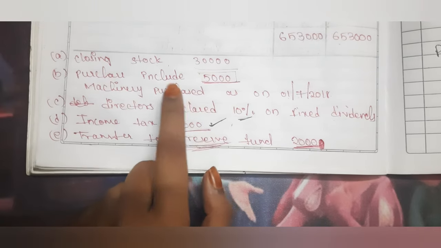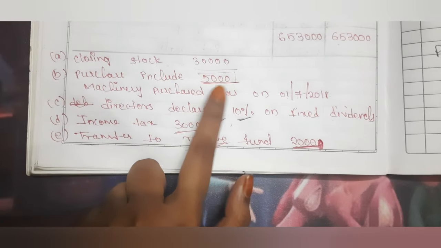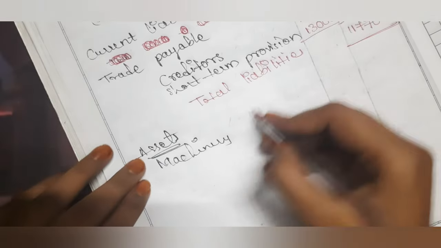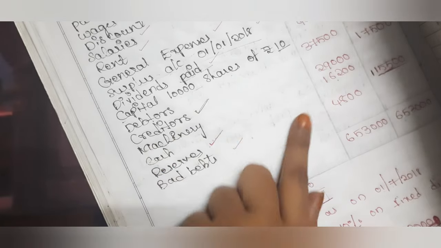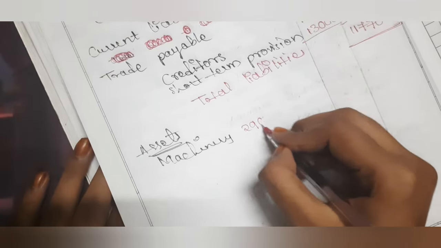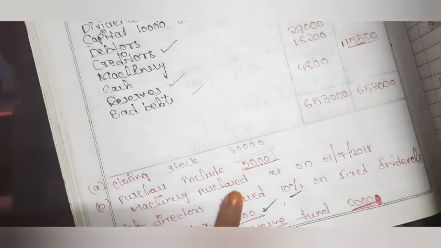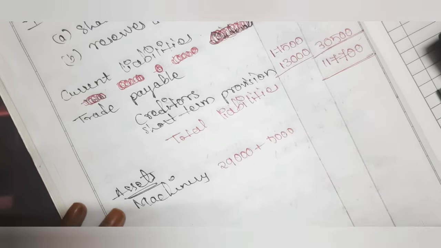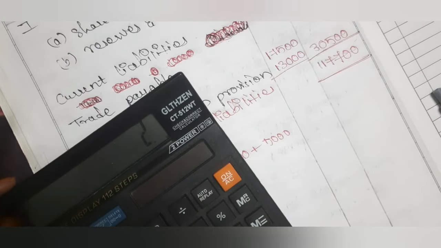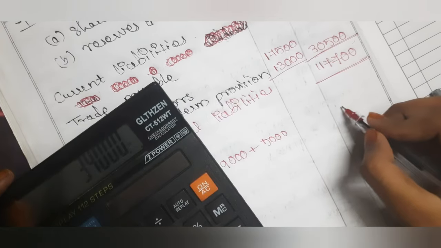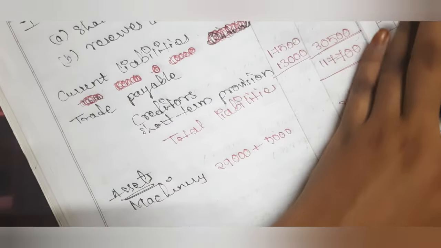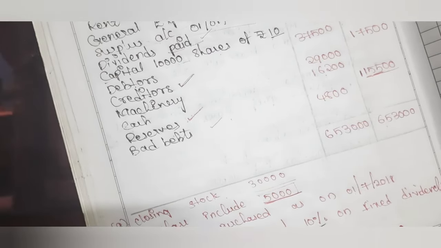Do we have any additional machinery like that? Yes, machinery purchases include 5,000, right? We need to take it in the balance sheet as well. So what is the actual amount of the machinery? It is 29,000. Add that additional amount of 5,000. 29 plus 5, how much is it? It is 34. Next, what else are we left with?